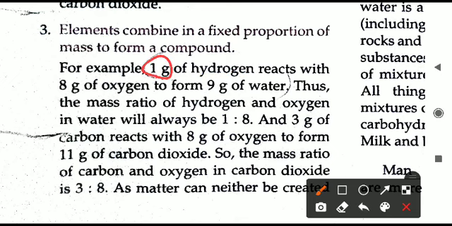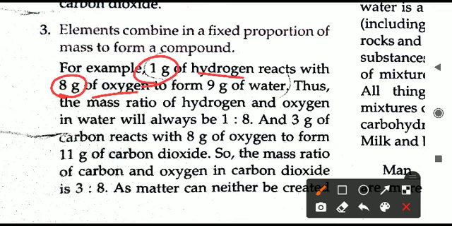It should be 1 gram of hydrogen. And what about oxygen? 8 grams of oxygen should be used. Then what will we get? We will get 9 grams of water. If we use any other ratio, then no reaction will take place, or the reaction will take place but the product will not be in proper quantity. So here you see 1 and 8.